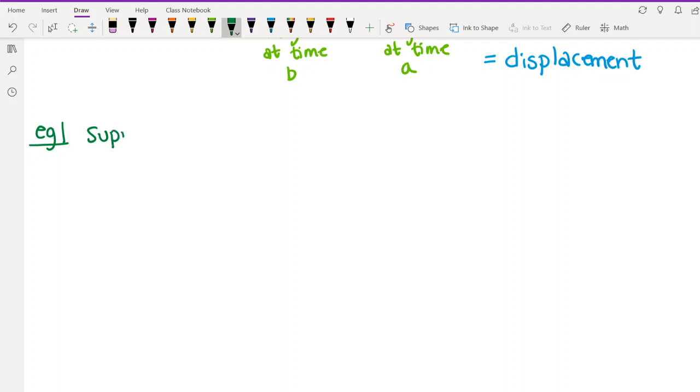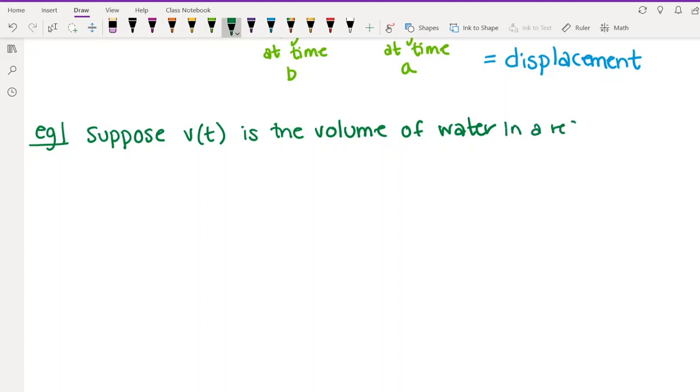So let's suppose, again, we have some kind of function, and this time we have a function v of t that gives the volume of water in a reservoir after t hours. Do I know how to spell reservoir? Let's see. Hopefully that's right.